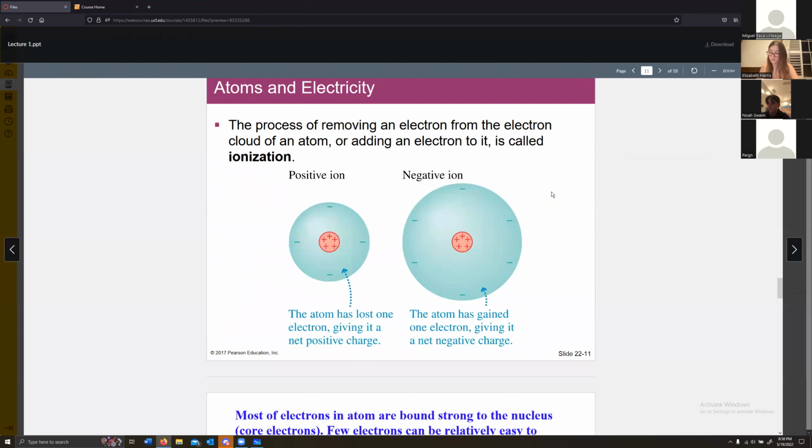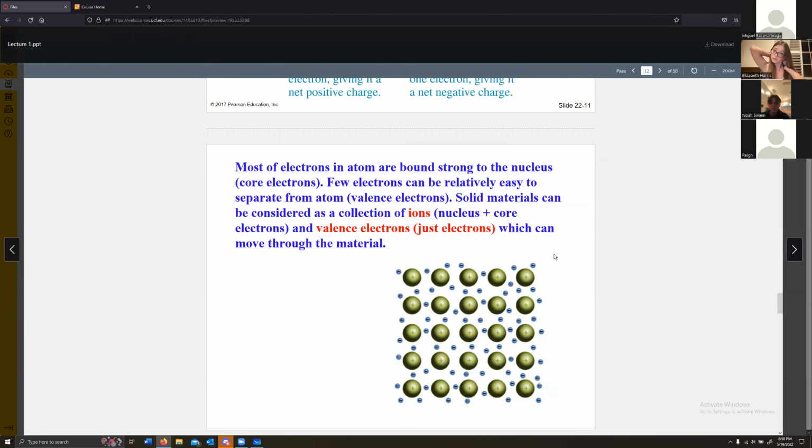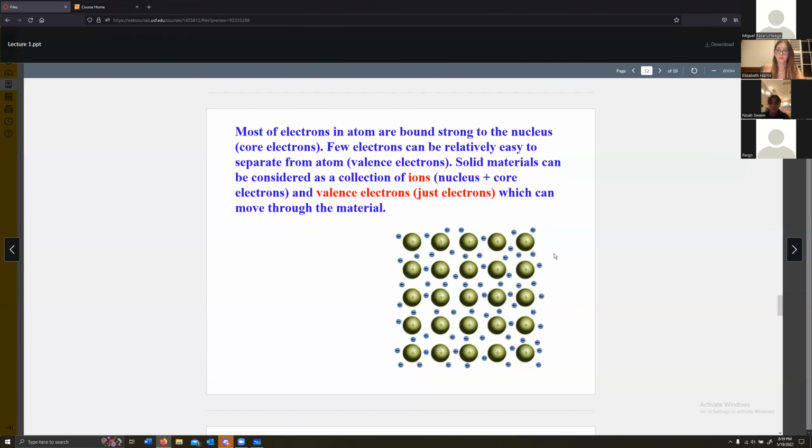Then we start skewing into ionization. The process of removing an electron from the electron cloud of an atom or adding to it is called ionization. That can cause an atom to be positively or negatively charged. Most electrons in an atom are bound strongly to the nucleus, core electrons. Few electrons can be relatively easy to separate from the atom, valence electrons. Oh, a throwback to chemistry. Solid materials can be considered a collection of ions, nucleus plus core electrons, and valence electrons, just electrons, which can move through the material.